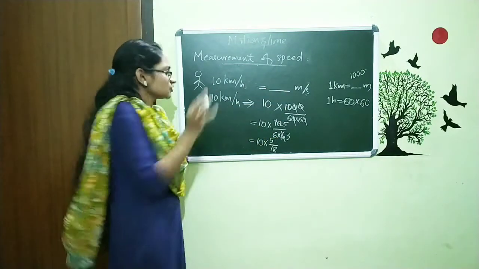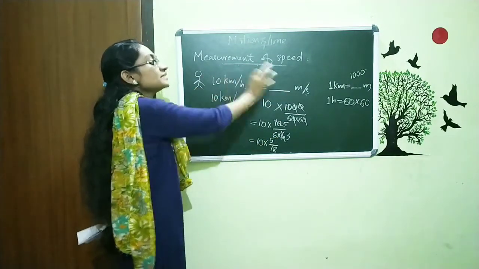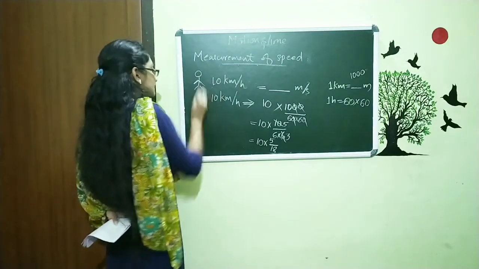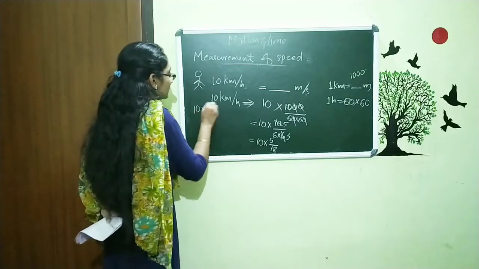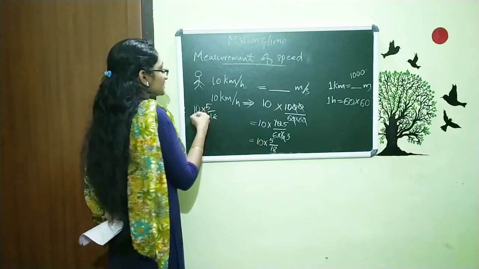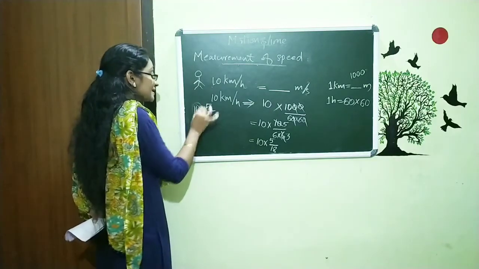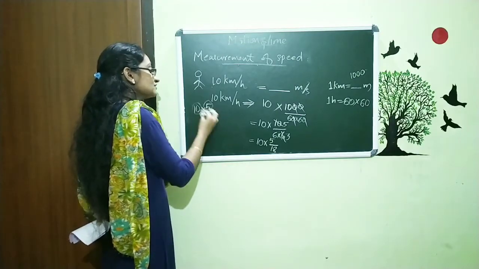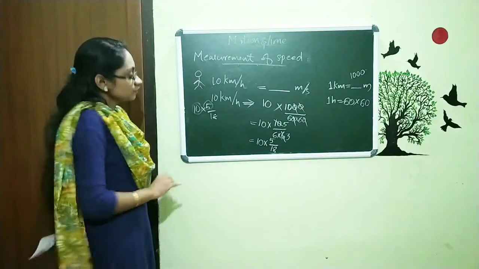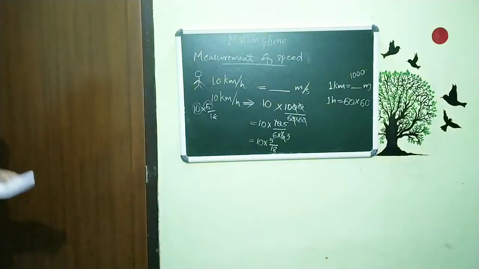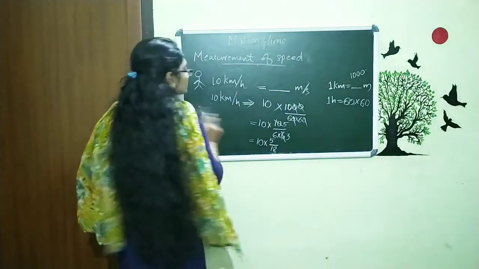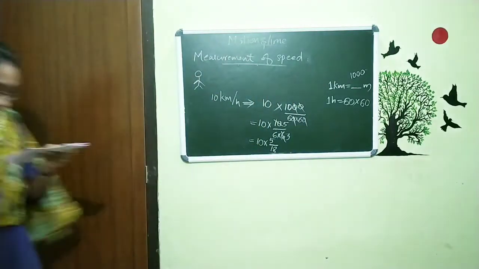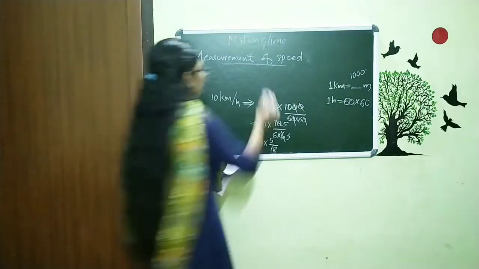When the question is to convert kilometer per hour to meter per second, what do you want to do? Just take the value. Here we have 10 into 5 by 18. You only want to do this: first multiply 10 and 5, then divide the quantity by 18. Now I am just going to do that. So our final value is this.